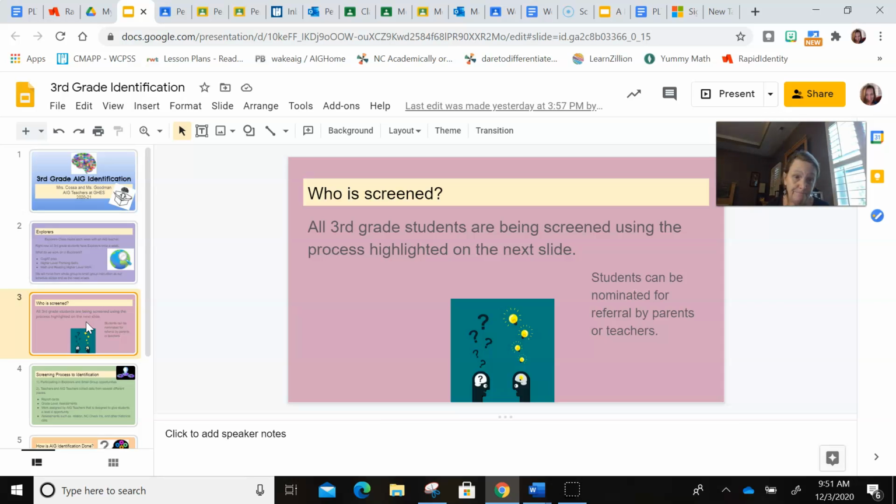Who is screened? In the absence of testing, normally we have COGAT and Iowa scores that we can use to screen students. Due to COVID-19, we don't have that this year, but that's okay. We're not giving up, we're still going forward. All third grade students are being screened using the processes highlighted in the next slide. Students can be nominated for referral by parents or teachers.